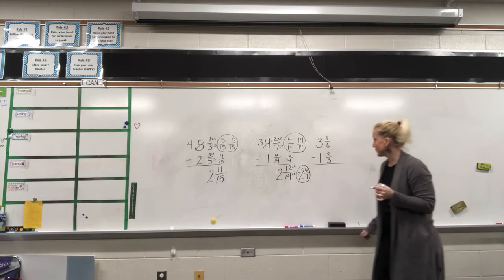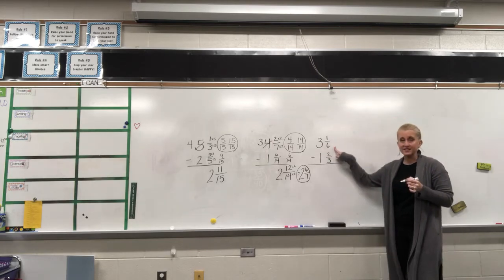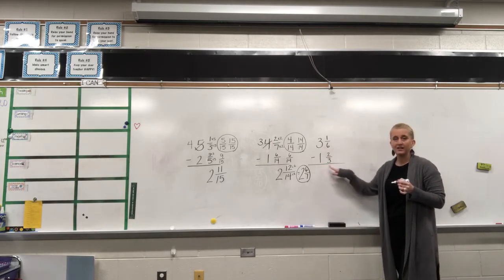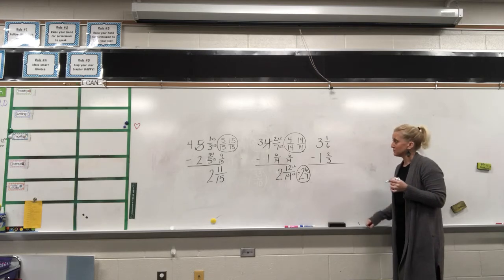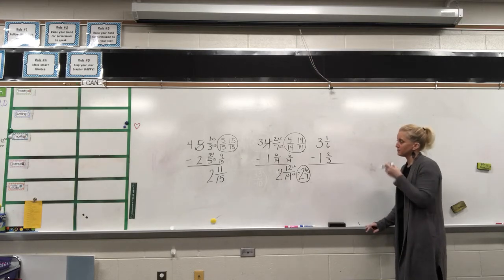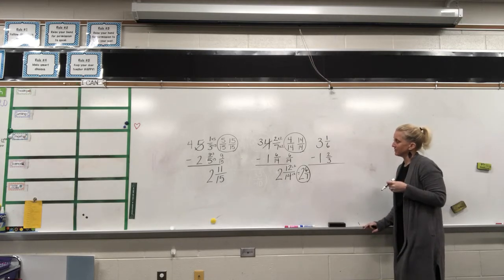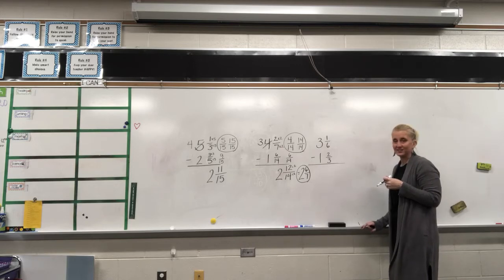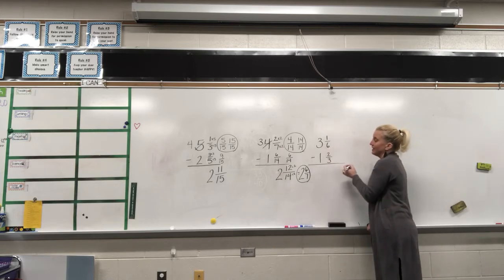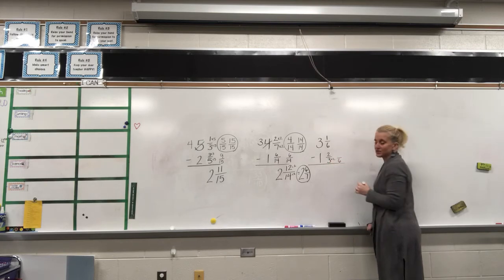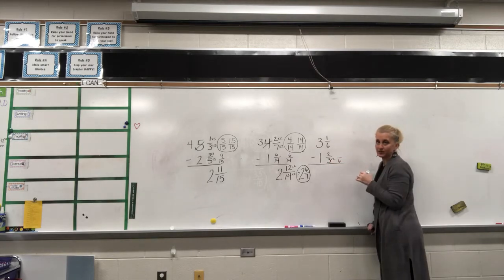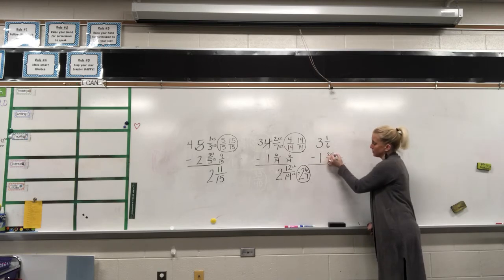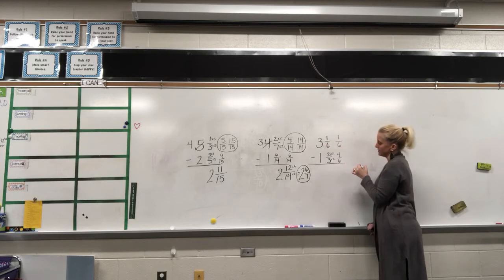Last one, let's see if you can do it. 3 1/6, take away 1 2/3. Okay, let's try it together. Again, I'm going to notice right away that I can do 3 times 2 and I can make that into a 6. That way it's a little less work for me. So 2 times 2 is 4. 6 is already a denominator of 6, so I can keep that fraction the same.